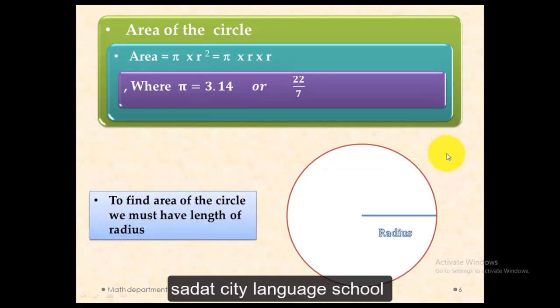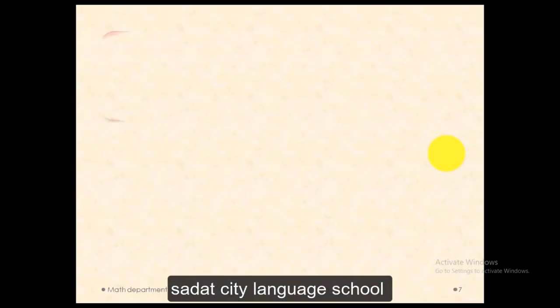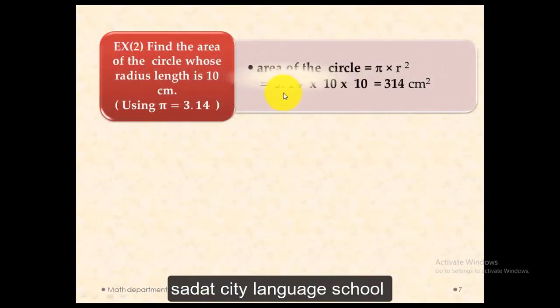To find the area of a circle, we must have the length of the radius. We have one rule. In this rule, we must have the length of the radius to find the area of the circle, like this. Look at the first exercise. Find the area of the circle whose radius length is 10 centimeter using pi equal 3.14.